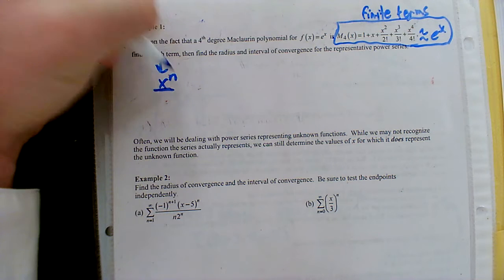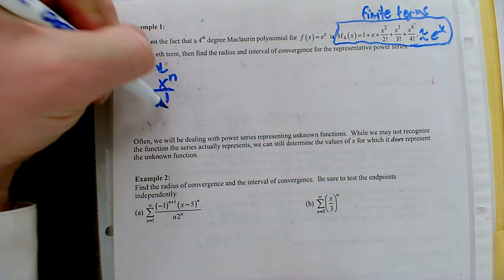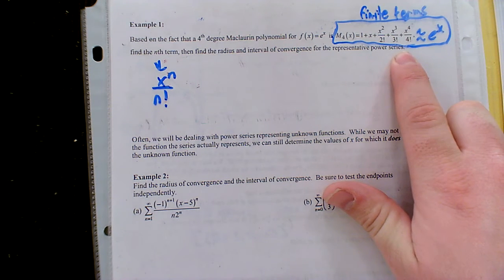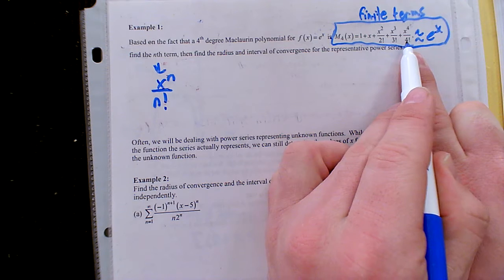Oh, yeah, I guess you could just be n. Yep. So x to the n over n factorial. Yeah, that would be the nth term. We're just taking that from the pattern of e to the x. If I take the nth term, it's just going to be x to the n over n factorial.